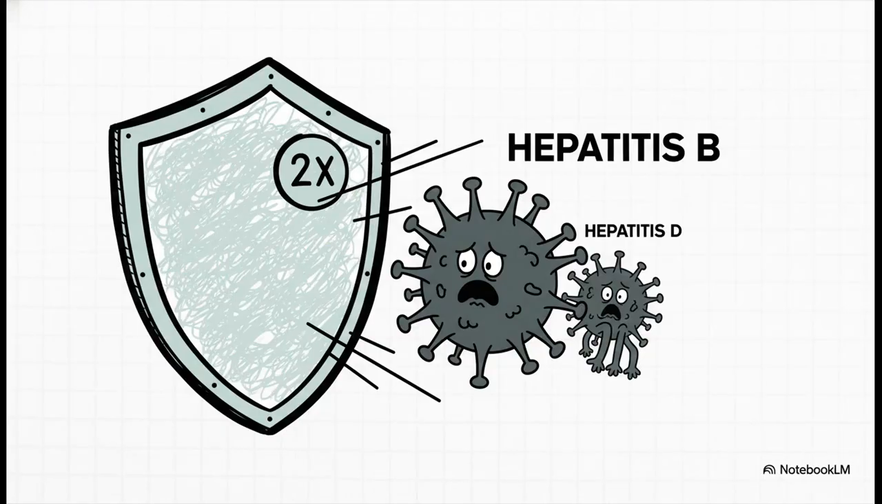We have some amazing, highly effective vaccines for hepatitis A and B. And here's a fantastic bonus point to remember. Because hepatitis D is completely dependent on B, getting the hepatitis B vaccine actually gives you 2-for-1 protection. It protects you from both B and D. I mean, that's one of the best deals in medicine, right?